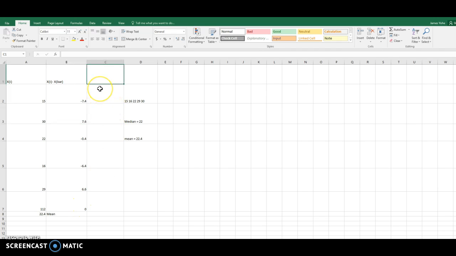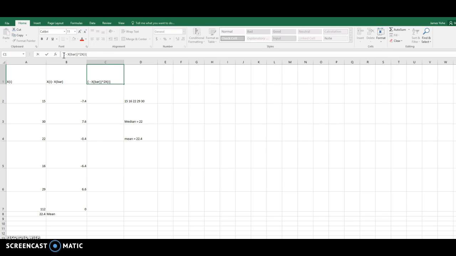The next thing I'm going to do is create another column. This column is going to be x sub I minus x bar, that whole quantity squared.